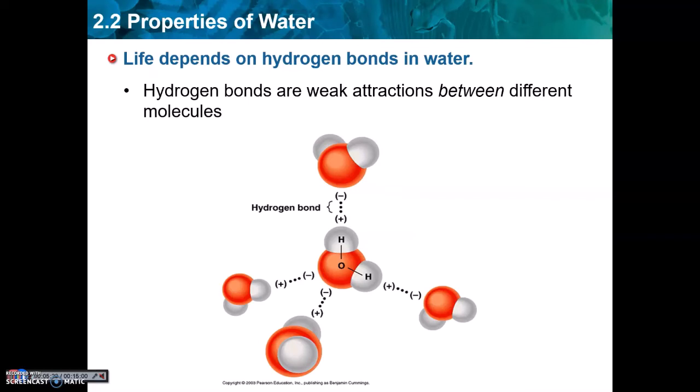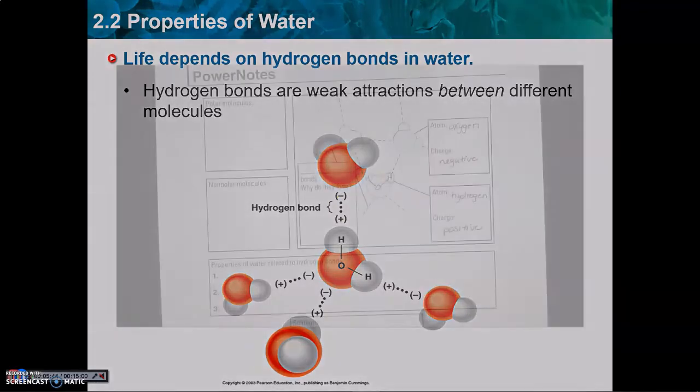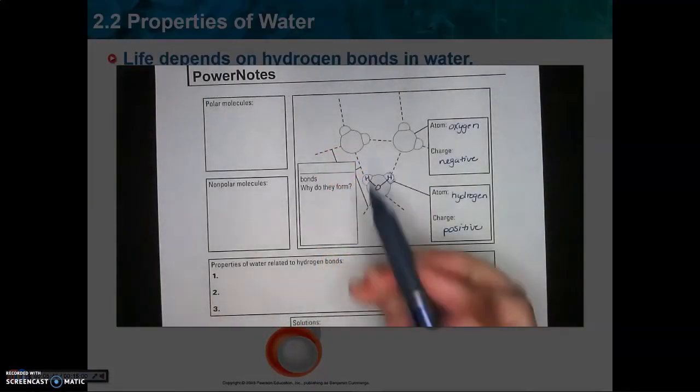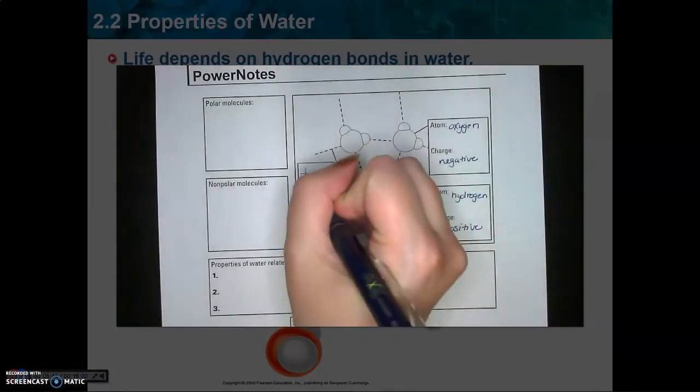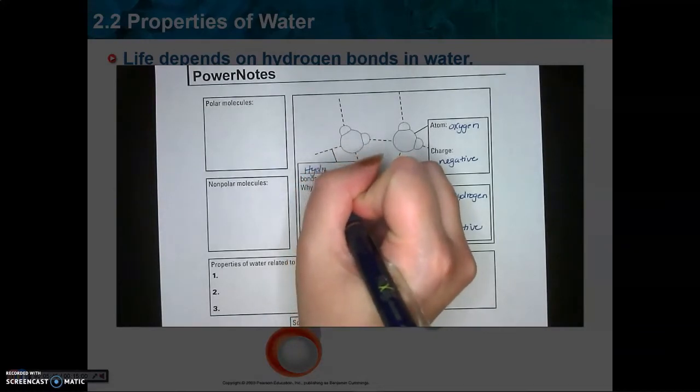This diagram shows that in a little more detail here. So now we're seeing kind of a 3D representation of a water molecule in the center, oxygen and two hydrogens. We do see the solid line here. Those are the covalent bonds. And then we see these dotted lines. These dotted lines are the hydrogen bonds. So on your Power Notes sheet, make sure that you are identifying this bond as the hydrogen bond.